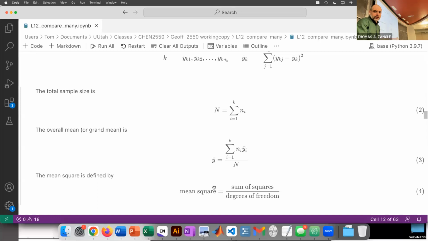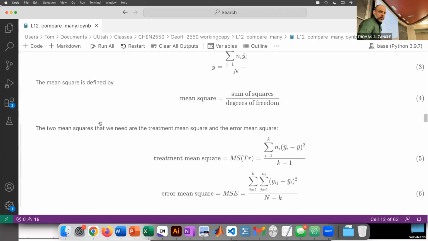So another definition we have to look at is the mean square. When we say we have a mean square, it's going to be the sum of squares divided by the degrees of freedom that are appropriate for that sum of squares. We'll see that in analysis of variance, there are a couple of different mean square values that we're going to have to keep track of in order to compute the F statistic and then ultimately pull out our p-value for ANOVA.